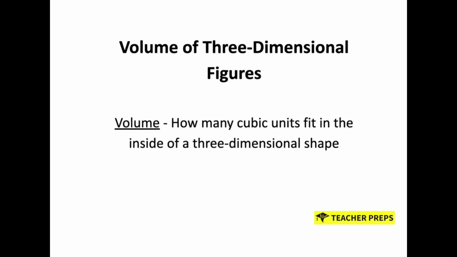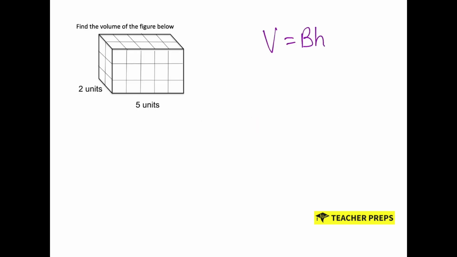In this video, we're going to find the volume of three-dimensional figures. Volume is how many cubic units fit in the inside of a three-dimensional shape. We're going to start by finding the volume of a rectangular prism. When you find the volume of a prism, the volume is capital B times H. Capital B is the area of the base, and H is the height.